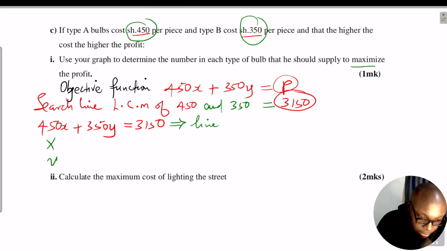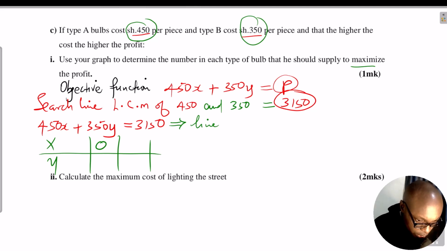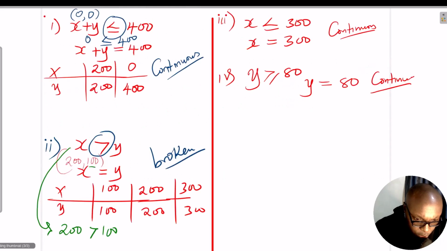To draw this line, you need two points. Start by substituting x equals 0 in this equation. y will be that 150 divided by 350, which gives 9. Then when y is 0, 150 divided by 450 gives 7. These are the points that you're going to plot. When you draw this line, I'll show you how to get the maximum profit. So let's go to the graph.